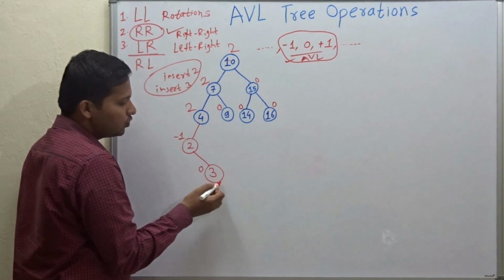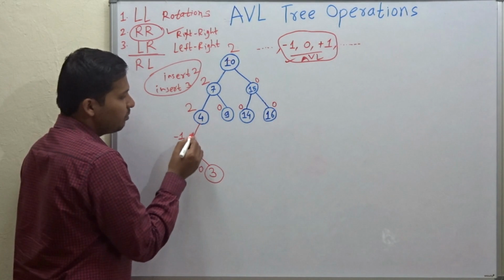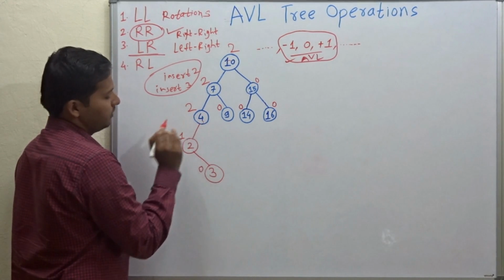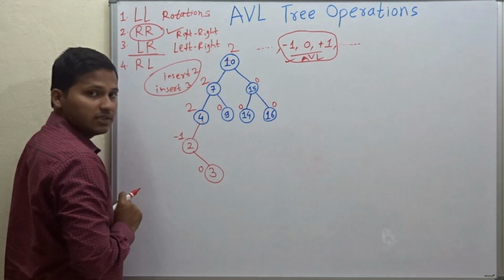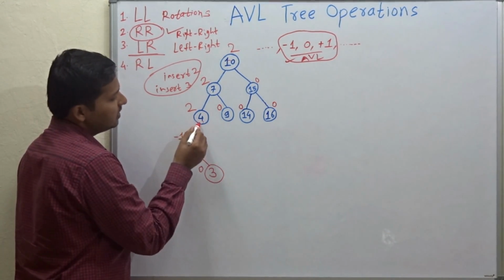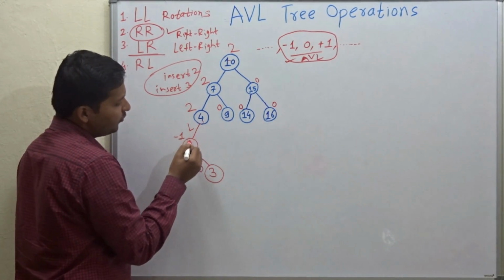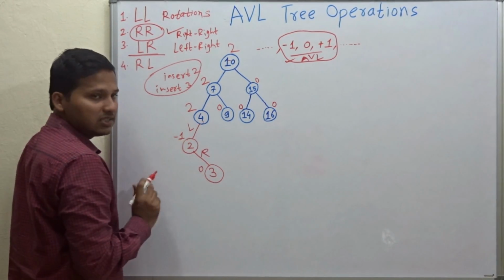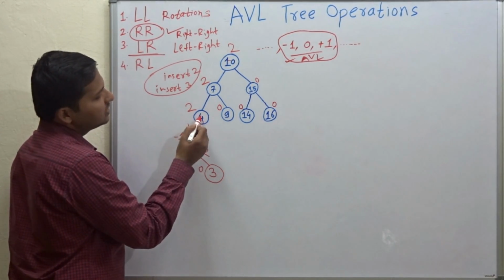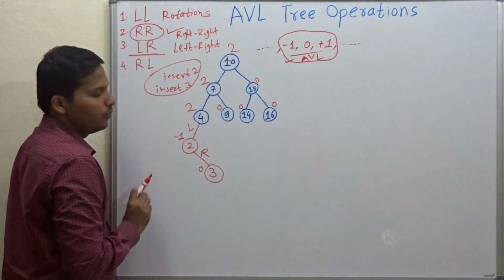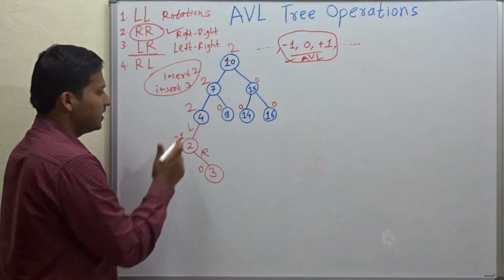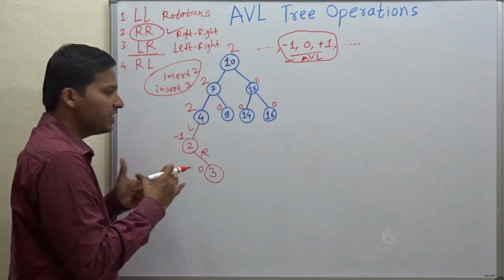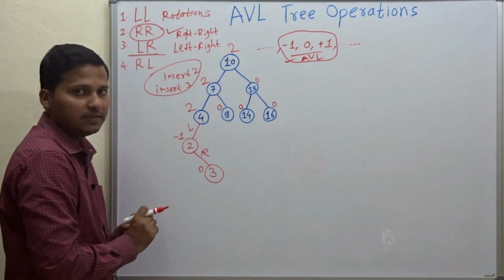As I have told you, you have to start from the leaf node. The first imbalancing node is the node with value 4. Okay, the balance factor is 2. So for this, see here L, so left branch, and then there is a right branch. Due to these two branches, the balance factor of this node has become 2. So this is the imbalance, that is LR. Now we have to perform some rotation to make this balanced.